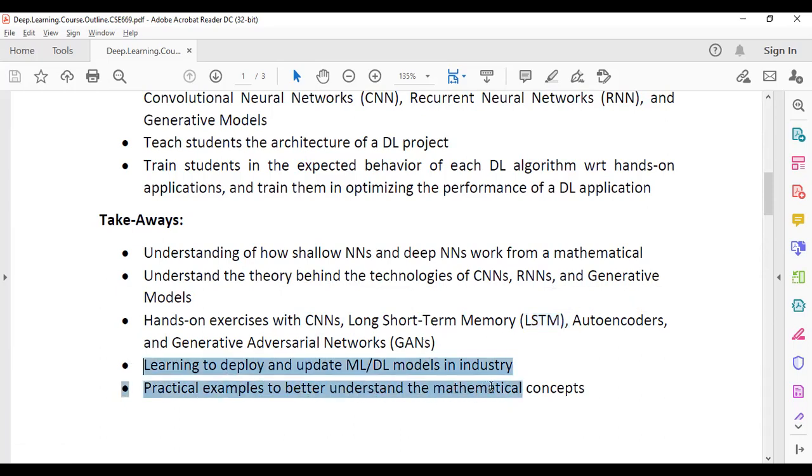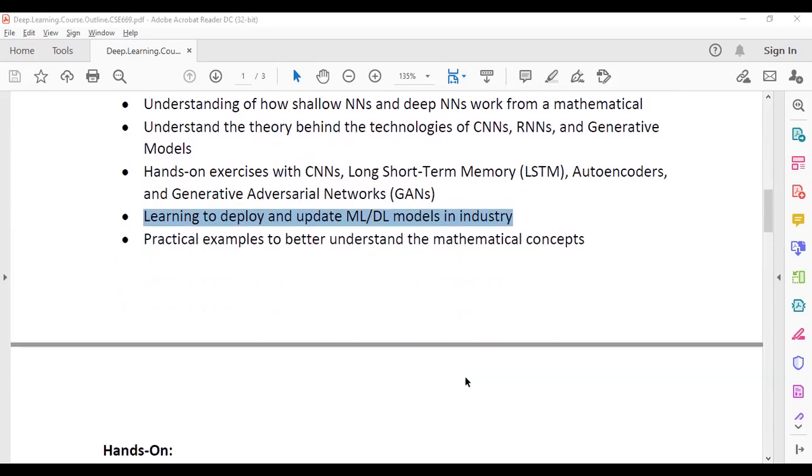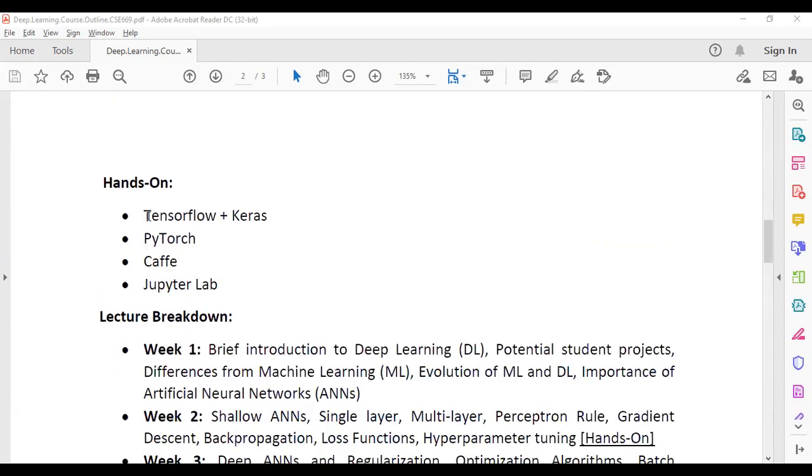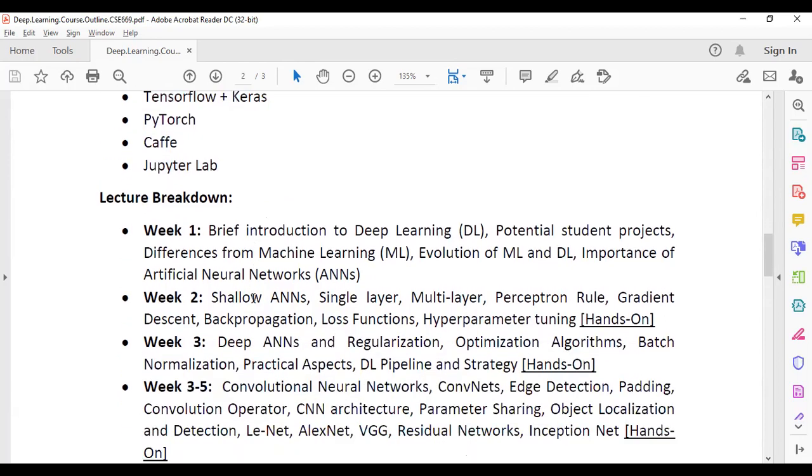This is something which we will do towards the end of the course if time remains, but I think I can just punch it in. It's very similar to machine learning and deep learning, so there's not a problem about that. Practical examples to better understand the mathematical concepts. Yes, that's important. Hands-on is with TensorFlow plus Keras, PyTorch, or Caffe. You can use any of these three. And Jupyter Lab is obviously what you're going to be working with.